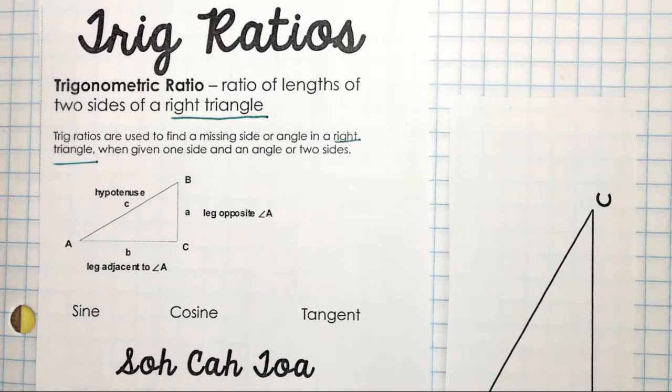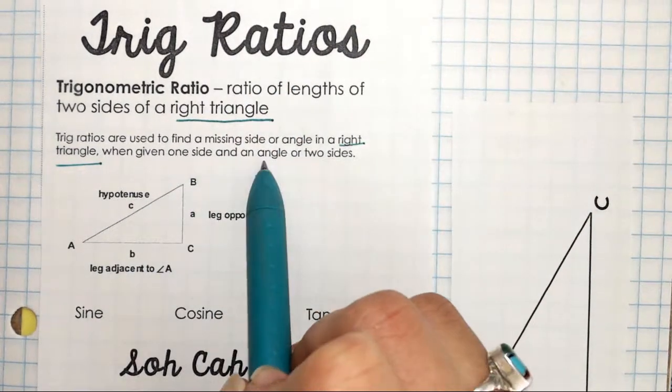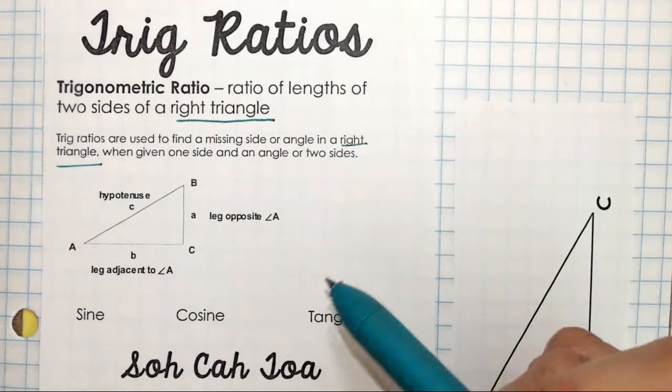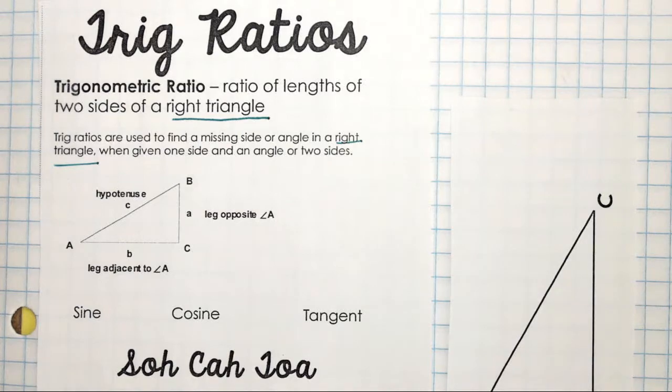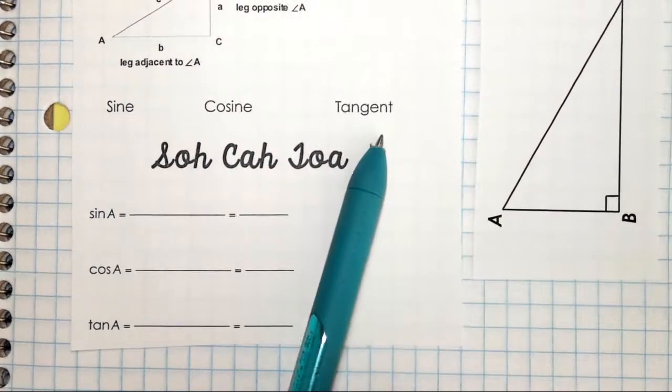You also use these if it only gives you one side and an angle, and you can't use the Pythagorean theorem. Use your trig ratios. So that's why we're learning this. Now, our trig ratios are sine, cosine, and tangent.